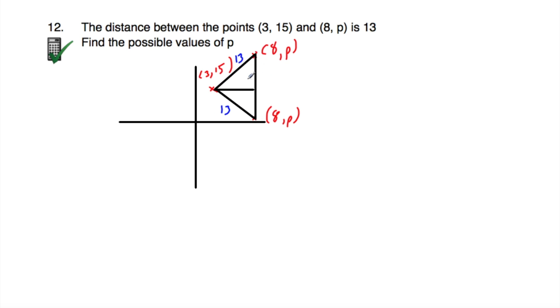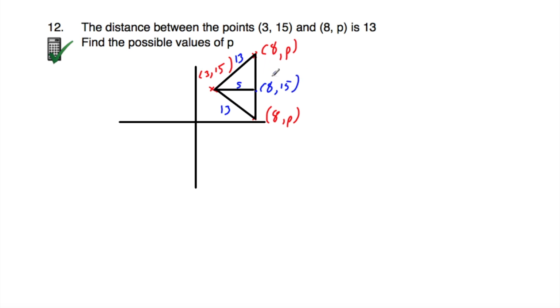Okay, so we've now got this isosceles triangle where this length is 13, this length is 13. Also, this line here has got a length of 5, because as we said, this has got an x coordinate of 3, and all the points in this line have got an x coordinate of 8. So the point here in the middle would be 8, 15, 8 across 15 up. And that means the length of this line is 5. I'm just going to put that 8, 15 there.